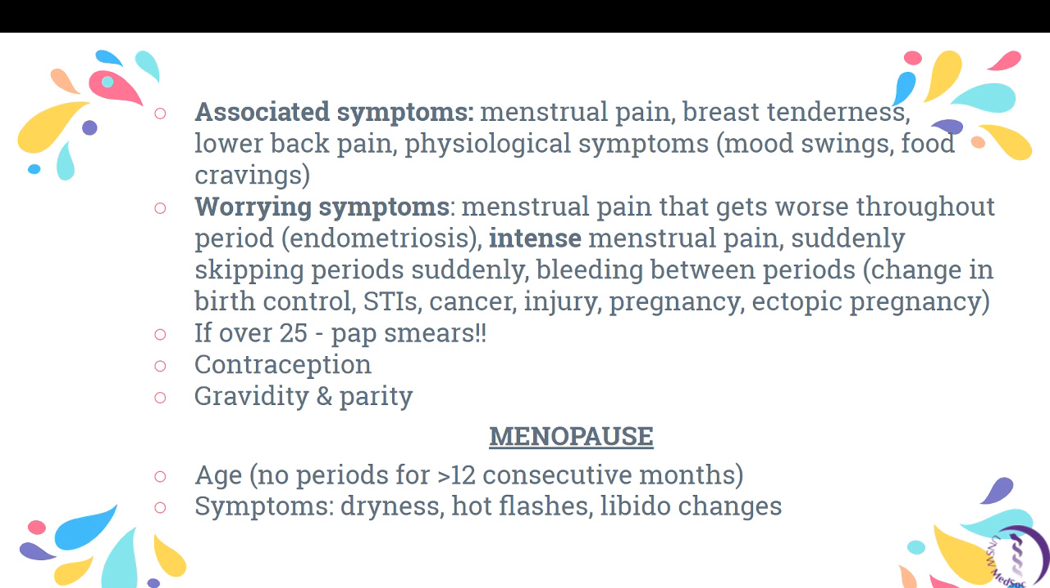And as part of a menstrual history, you might just want to ask about if they've ever been pregnant before, so gravidity and parity. So this is something I'll go through more in the obstetric history, but gravidity is essentially how many times have you been pregnant, and parity is how many times have you given birth.